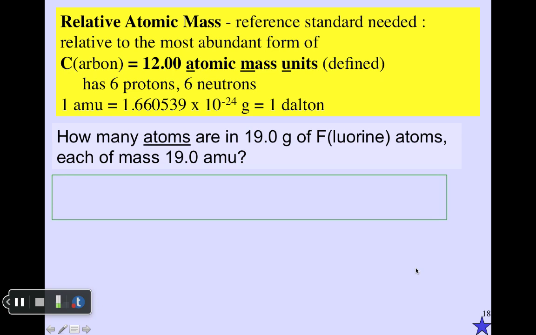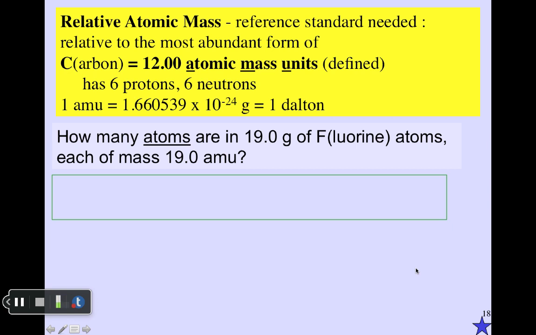Checking back to your periodic table, you'll find that's the value on the periodic table, pretty close to that, at least to 3 sig figs for fluorine. And with that value, what you can figure out from this is how many atoms are present in this sample of 19 grams of fluorine.